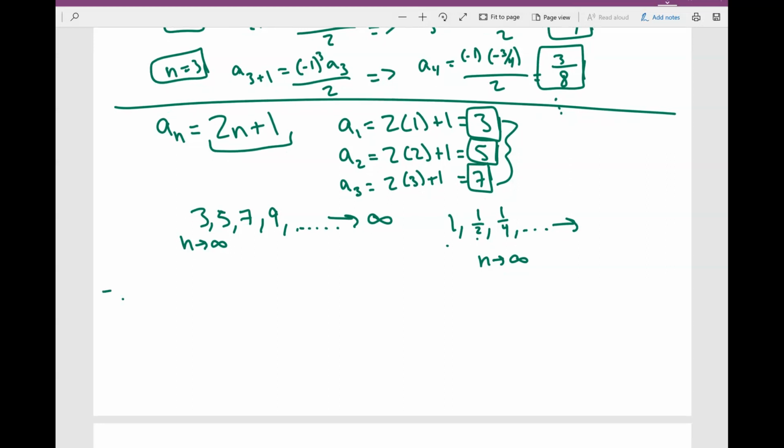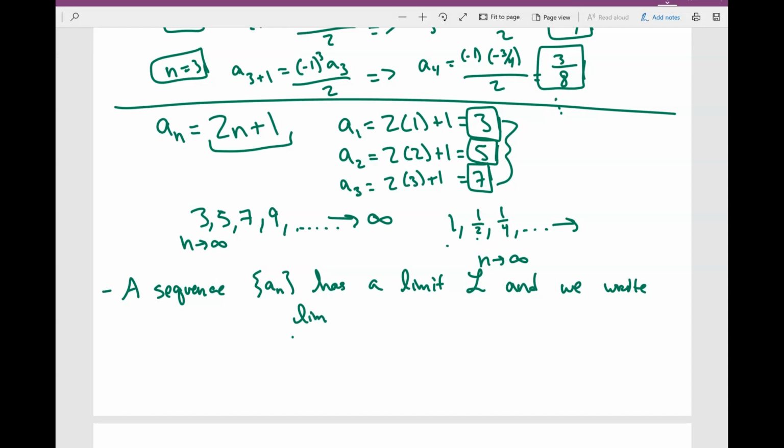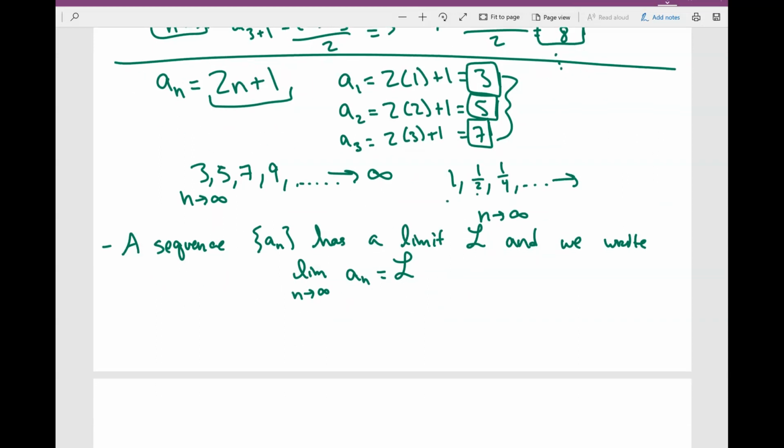So we're going to say that a sequence a sub n has a limit L, and we write the limit as n goes to infinity of a sub n equals L, if a sub n is close to L as n goes to infinity.